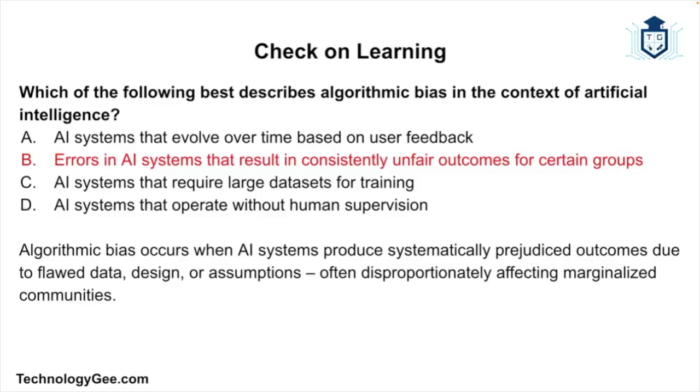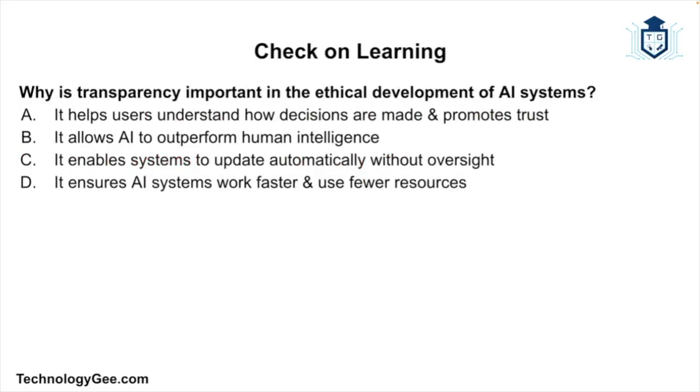Algorithmic bias occurs when AI systems produce systematically prejudiced outcomes due to flawed data, design, or assumptions, often disproportionately affecting marginalized communities. Next question.